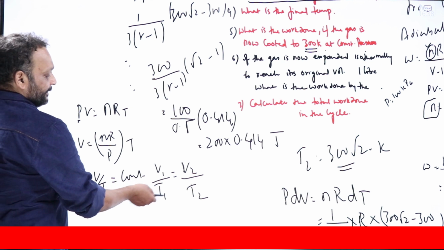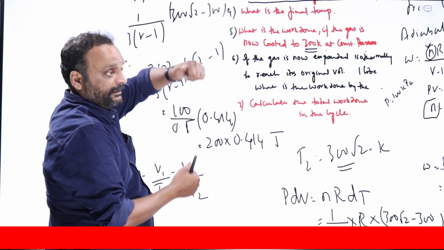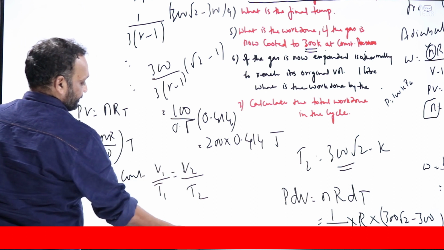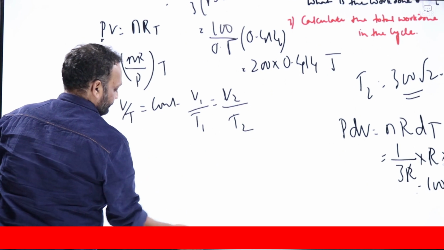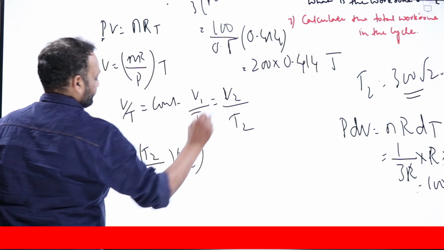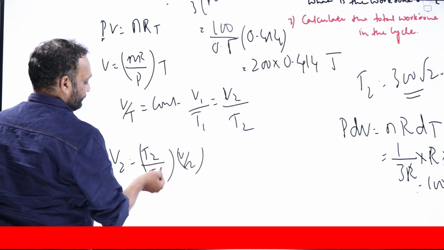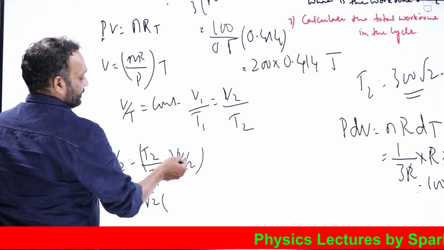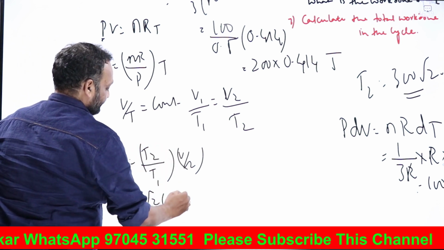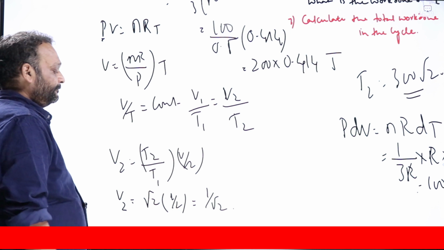So we know the initial temperature is 300, the final temperature is 300 root 2, and the initial volume is V. But the gas was originally compressed to half its initial volume, isn't it? After that, all these processes are taking place. So V1 equals half, and we have to calculate V2. V2 equals T2 by T1 into V1, where V1 is the original volume, half liter. So V2 equals 300 root 2 by 300, which is root 2, into half liter, since originally we started with 1 liter and it was compressed to half liter. So V2 is root 2 by 2, nothing but 1 by root 2 liters.